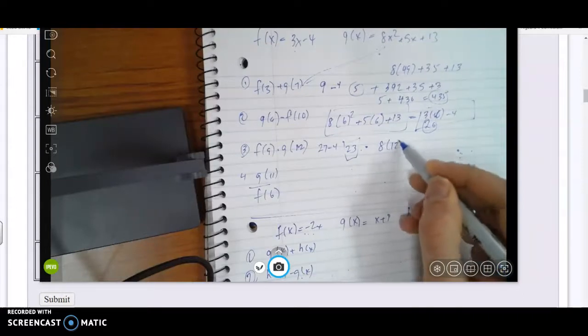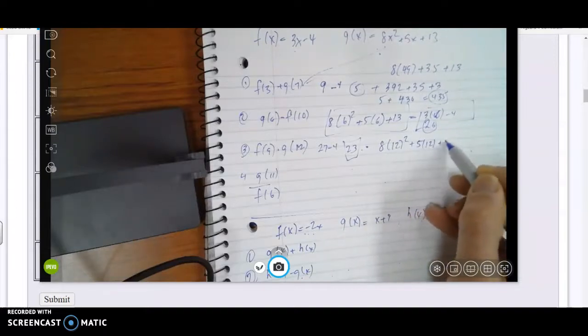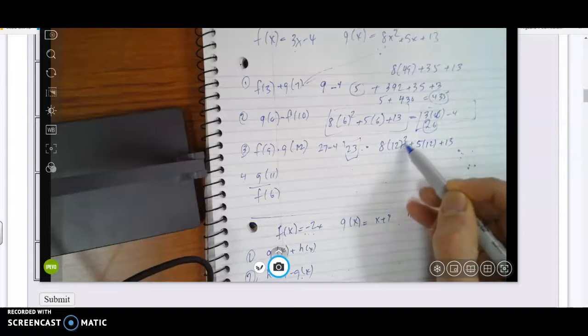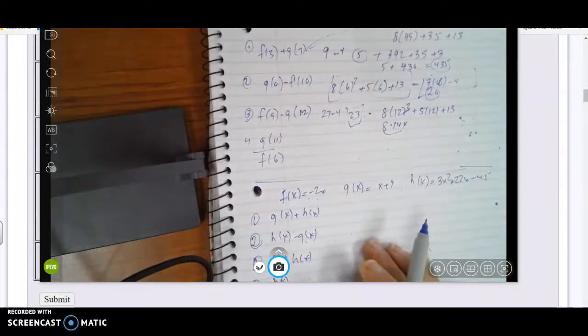So it's going to be 8 times 12 squared plus 5 times 12 plus 13. Be careful here to use the exponent rule. You're going to get 144, and then you multiply times the 8. That's a problem that some people make, so be careful of that.